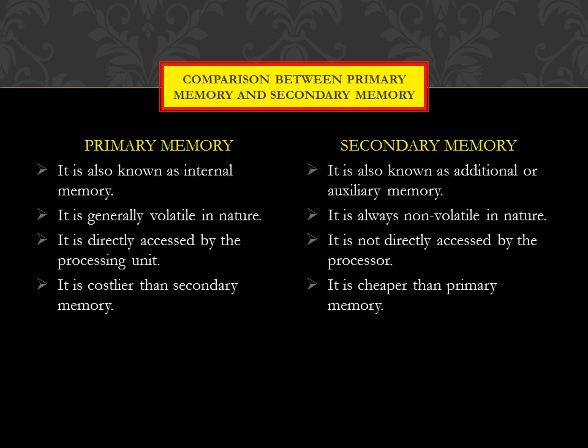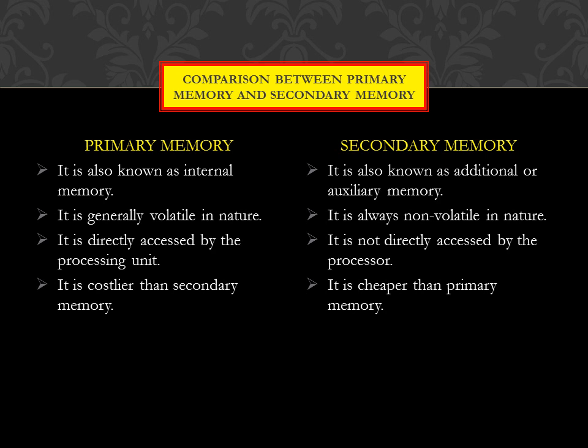Now let us have the comparison between primary and secondary memory. Primary memory is also known as internal memory. Secondary memory is also known as additional or auxiliary memory. Primary memory is volatile in nature. I have told you, volatile means that the data in it remains temporary. It is not permanent in nature. Secondary memory is always non-volatile in nature. That is, the data that is stored in secondary memory is permanent in nature.